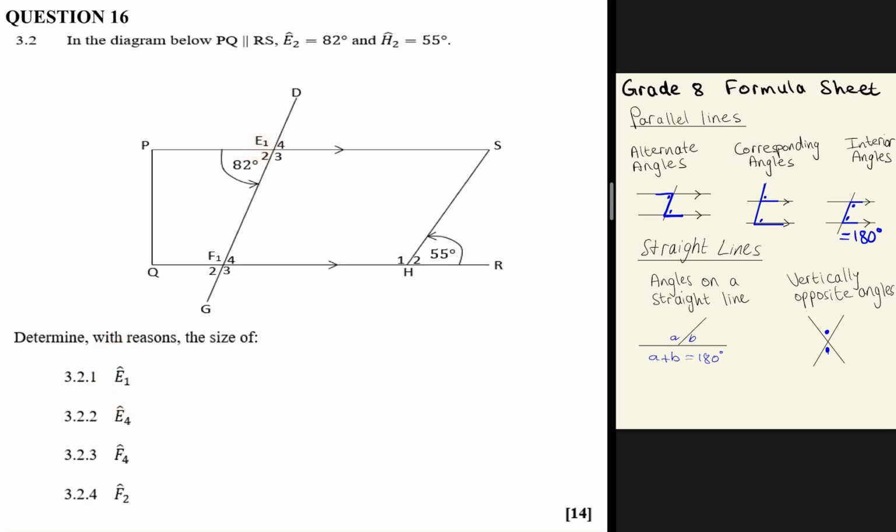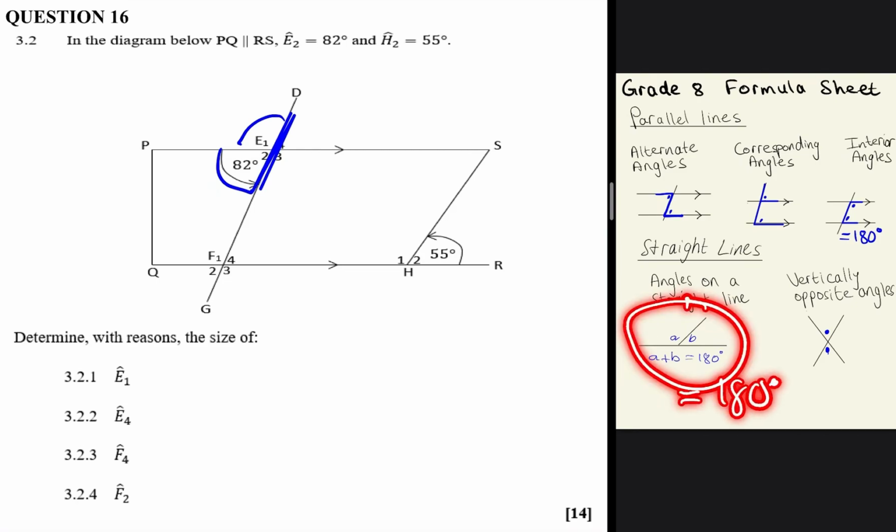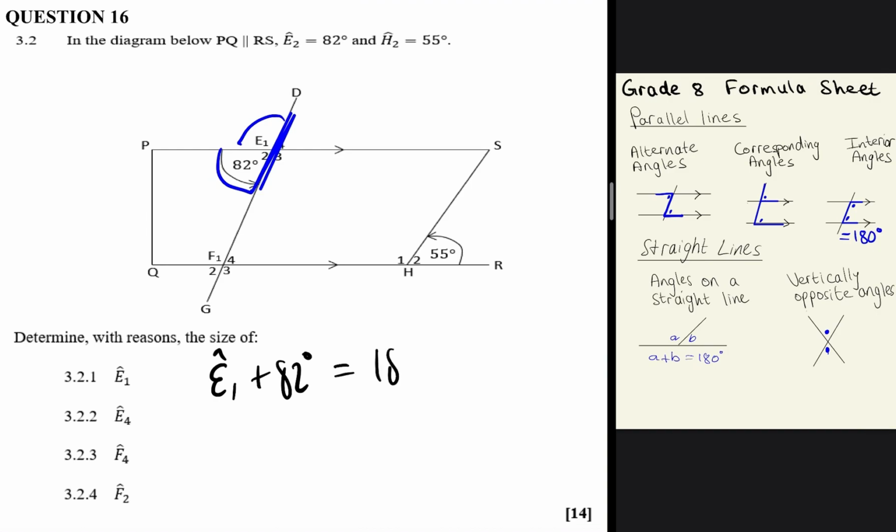Let's start with E1. So E1 is over there. Again, look at your formula sheet. What I can see here is that this is a straight line. There's an 82 degrees and the angle E1. So if you look on your formula sheet, you can use the rule angles on a straight line, because they will always equal 180 degrees. So then you can write down angle E1 plus 82 degrees equals 180 degrees, and the reason is angles on a straight line.